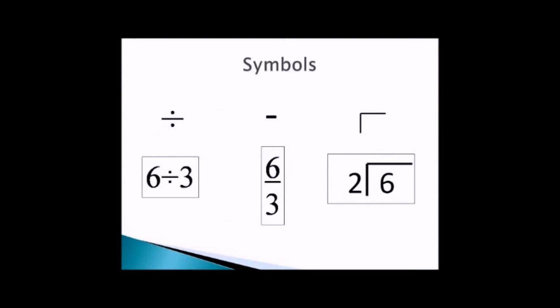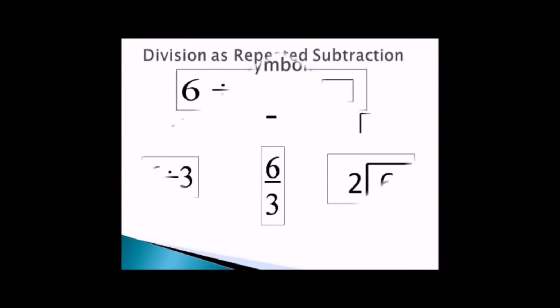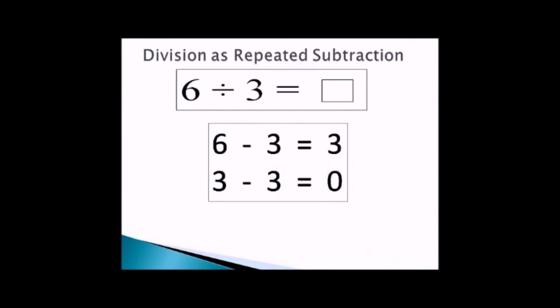Here are some division symbols. In the first one, 6 divided by 3, that's a line with a dot to the top and a dot to the bottom. Then you have a line, or we call it a fraction bar. And then we have the bracket where we have 6 being divided by 2, the last one. So students need to know these symbols. They don't need to memorize the names as such, but they just need to know that when they see these symbols, we are dividing.